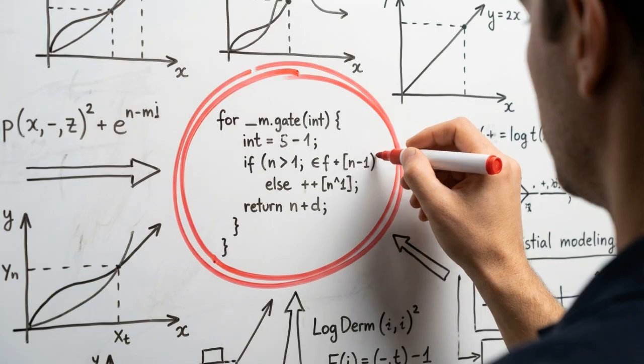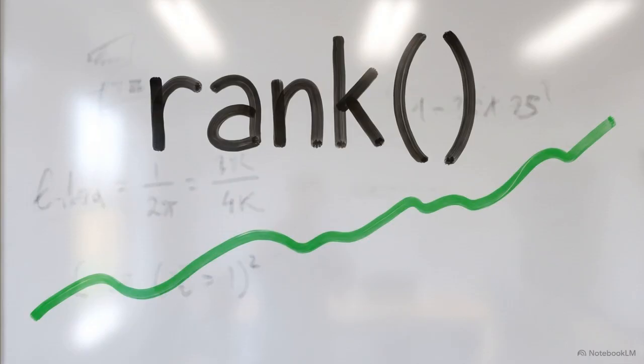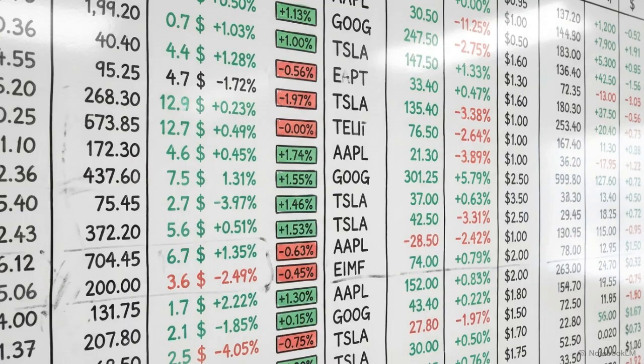When you write this out, pay close attention to the syntax. The minus sign must go inside the parentheses, giving us the exact expression: rank, open parentheses, minus returns, close parentheses. Applying the rank operator does not alter the underlying price reversion strategy. It simply standardizes the data so the mathematical model can function without errors.